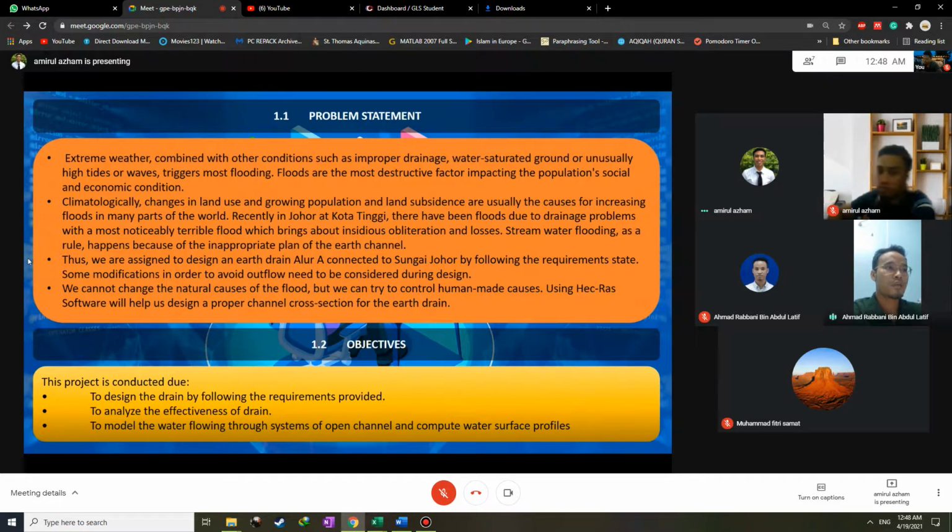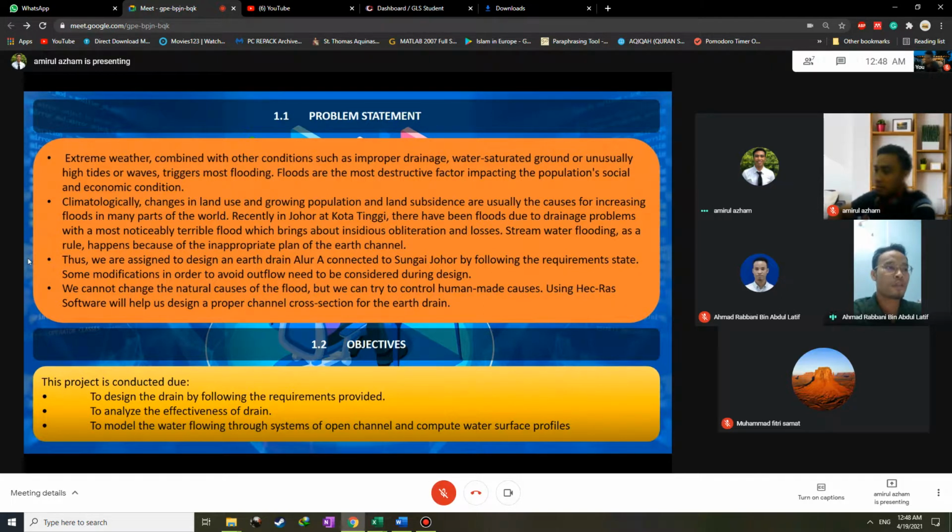Thus, we are assigned to design an earth drain connected to Sungai Johor by following the requirements stated. Some modification in order to avoid overflow needs to be considered during design. We cannot change the natural causes of the flood, but we can try to control human-made causes. Using Hexcraft software will help us design a proper channel cross-section for the earth drain.